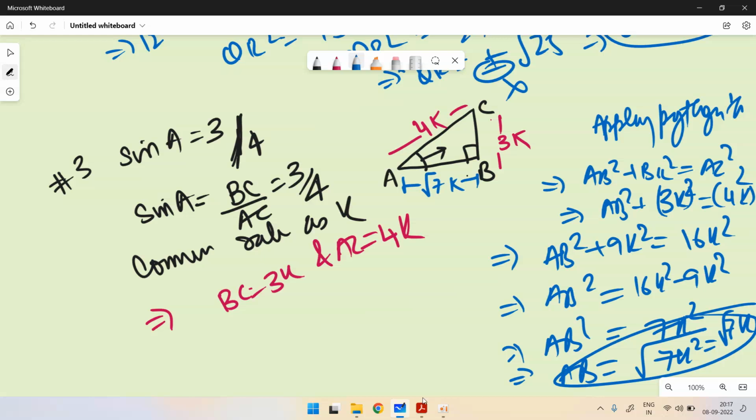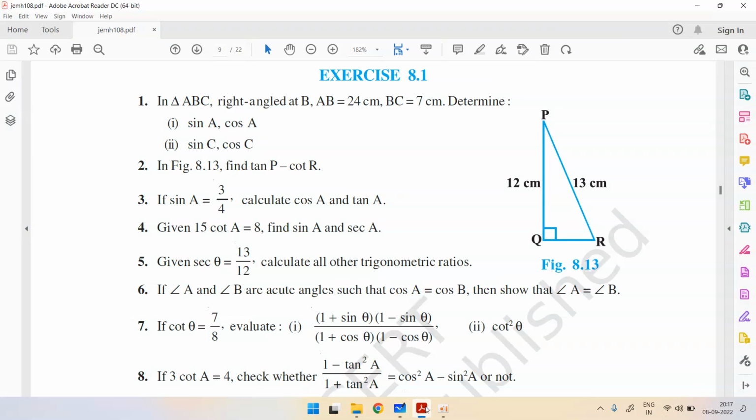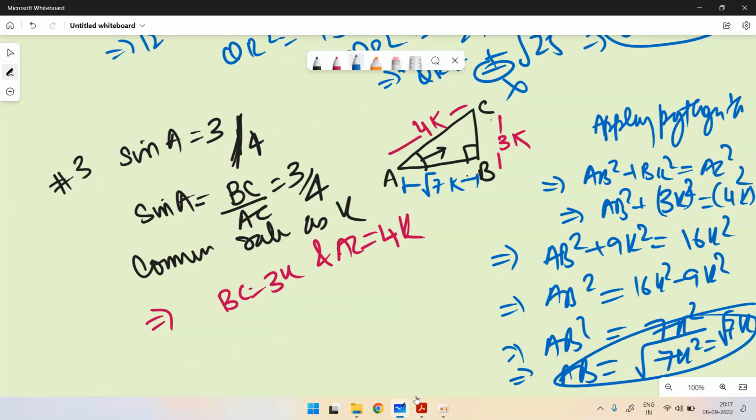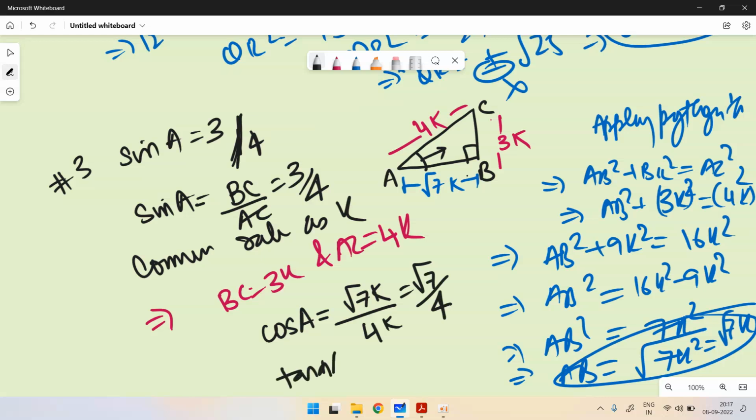Now what you need to find is cos A and tan A. What is cos A? Cos A is base by hypotenuse. The base is root 7K and the hypotenuse is 4K, which is nothing but root 7 by 4. What is tan A? Tan A is perpendicular by base, which is 3K by root 7K, nothing but 3 by root 7. That is the answer.